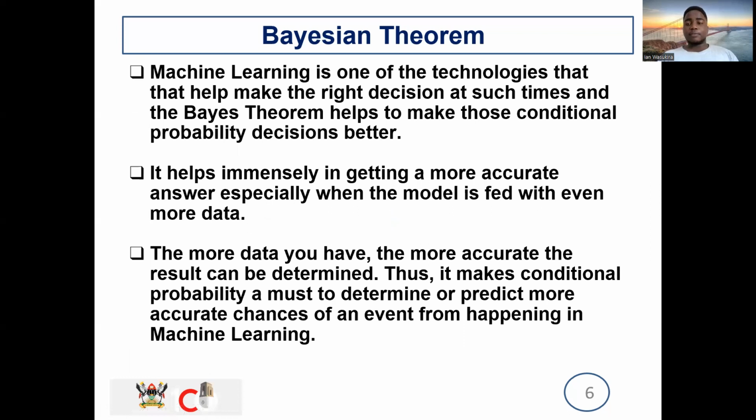Bayes theorem is also very important in machine learning and is one of the technologies that actually helps make the right decisions at such times, and Bayes theorem helps make those conditional probability decisions even better. It helps immensely in getting more accurate answers, especially when the model is fed with even more data. So more data implies greater accuracy in the results that we expect from our model that is being trained. The more data you have, the more accurate the results can be determined. Thus, it makes conditional probability a must to determine or predict more accurate chances of an event happening.